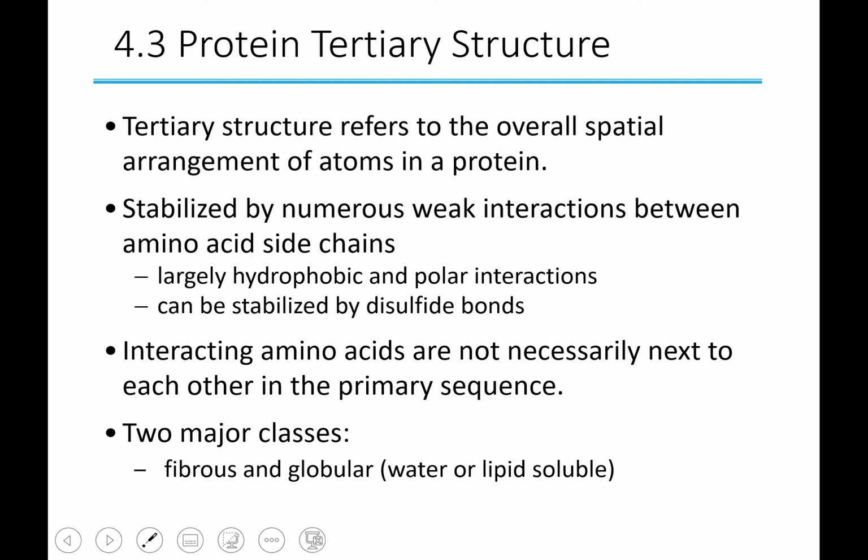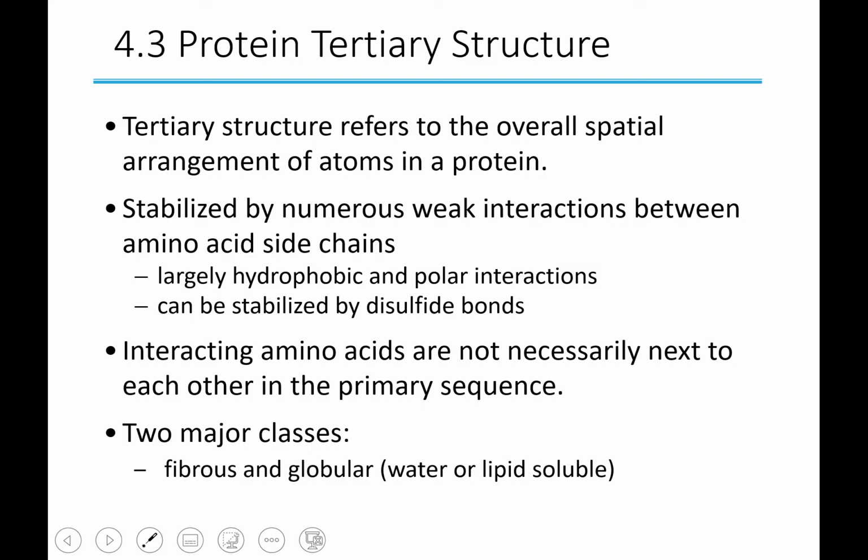The interacting amino acids in a tertiary structure are not necessarily next to each other in the primary sequence. Remember that amino acids that are very far away in the primary sequence can be on opposite ends of a protein sequence. When the protein folds into a 3-dimensional shape, those 2 amino acids could be right next to each other and interact.